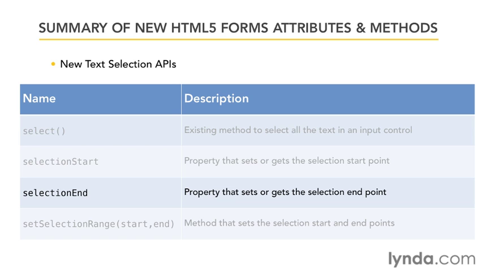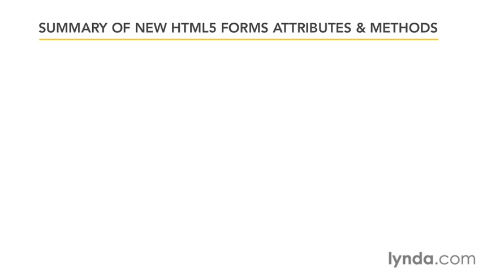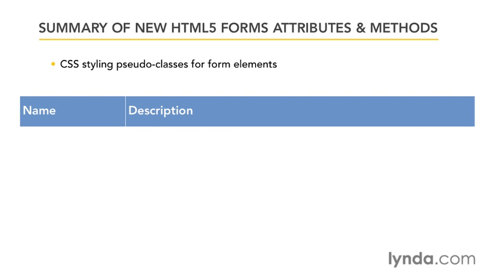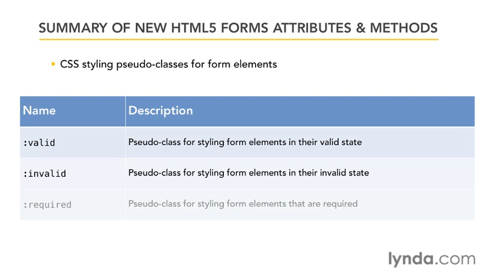And there's a new function called set selection range, which takes 2 arguments, a start and an end, that lets you set a sub-selection into the input control. So it's no longer an all or nothing proposition. In the old days, when you called select, it selected all the text, and now you get finer grained control over the selection. There's also CSS styling for form elements that are valid, invalid, or required.